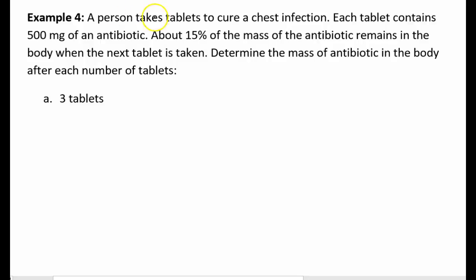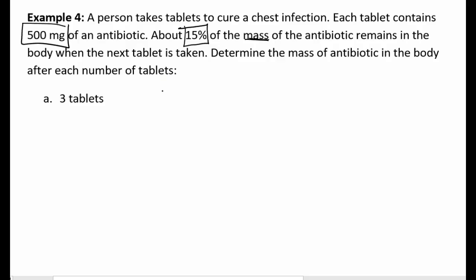Okay. A person takes tablets to cure a chest infection. Each tablet contains 500 milligrams of an antibiotic. So that's what you get when you take your tablet, so it's probably an important piece of information. About 15% of the mass, and again, milligrams is measuring mass, of the antibiotic remains in the body when the next tablet is taken. Determine the mass of the antibiotic in the body after each number of tablets.